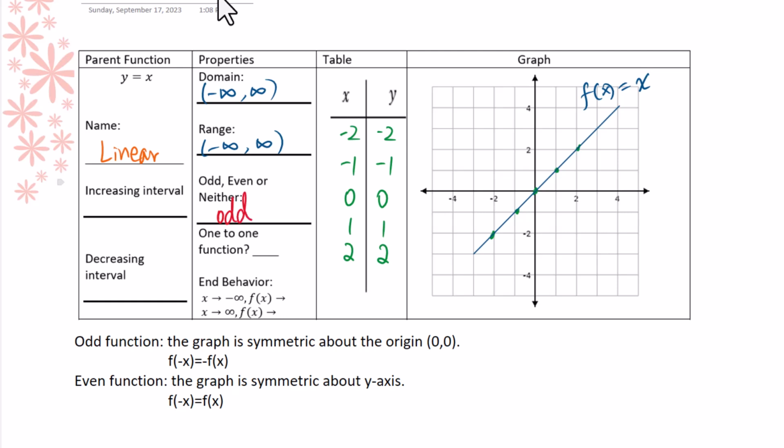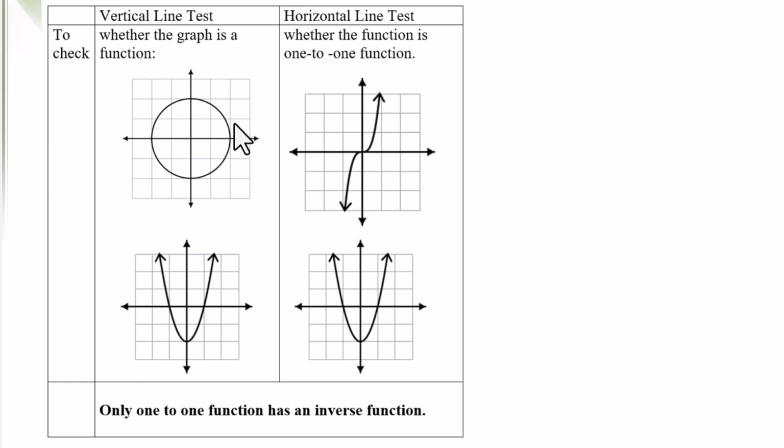For one-to-one function, we use the vertical line test and the horizontal line test. Vertical line test is to check whether the graph is a function. For this graph, we will draw any vertical line. We found out there are 2 intersections, so this is not a function. Second graph, let's draw any vertical line. We only have one intersection for each vertical line.